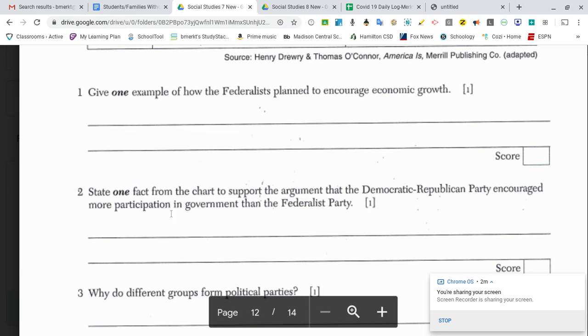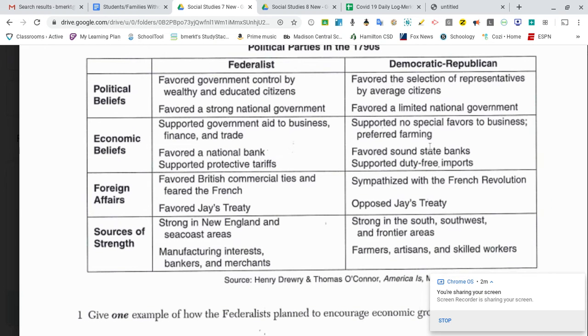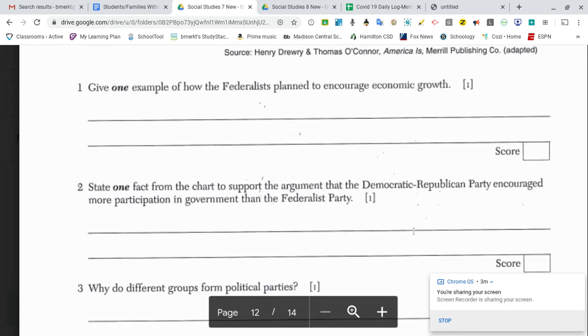Second question. State one fact from the chart to support the argument that Democratic Republican Party encouraged more participation in government than the Federalist Party. So you're looking at this for question number two. They encourage more participation in government. They favored the selection of representatives by average citizens. You could write that. Favored a limited national government, supported the interests of farmers, artisans, skilled workers. Anything like that would get you credit for that question.